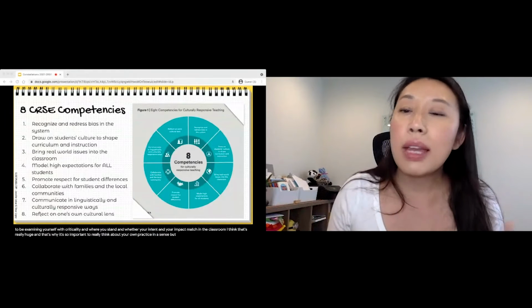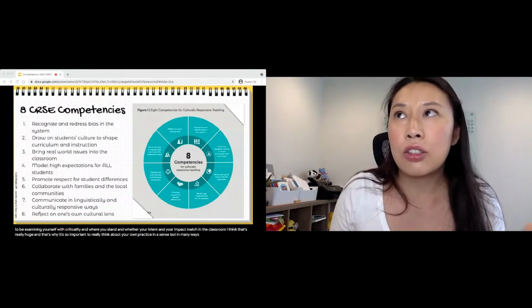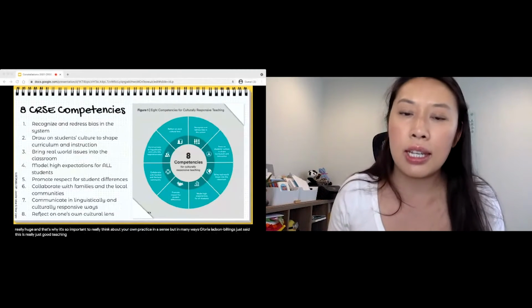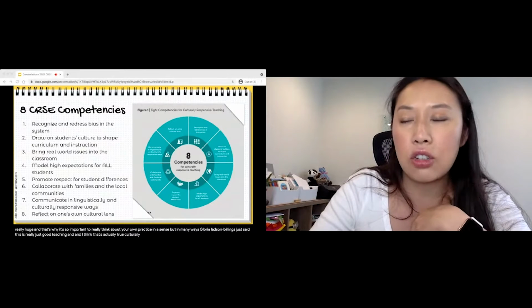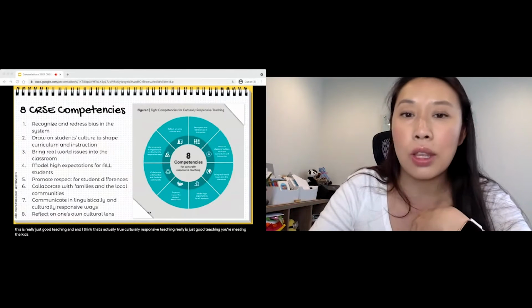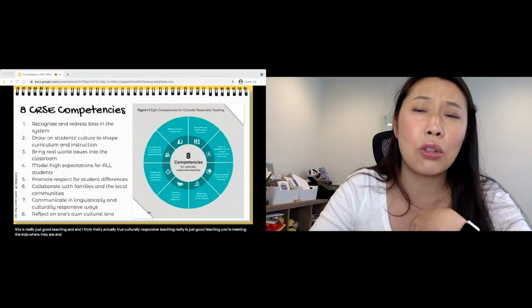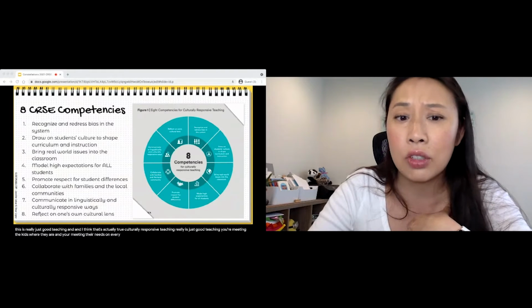But in many ways, Gloria Ladson-Billings just said, this is really just good teaching. And I think that's actually true. Culturally responsive teaching really is just good teaching. You're meeting the kids where they are, and you're meeting their needs on every level.